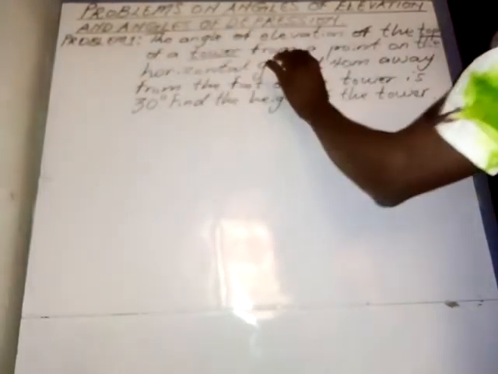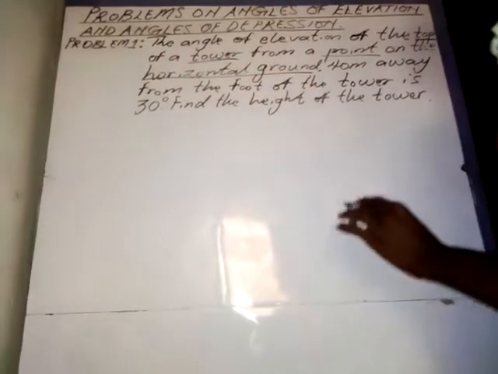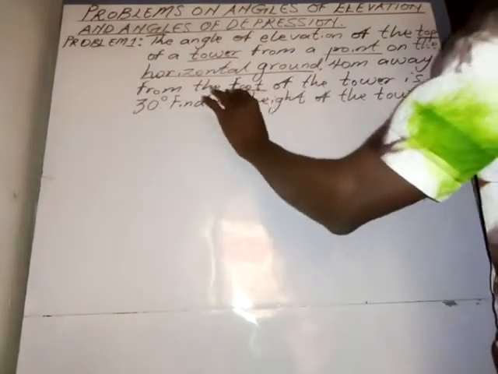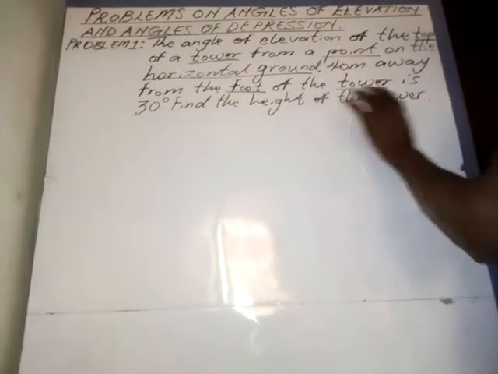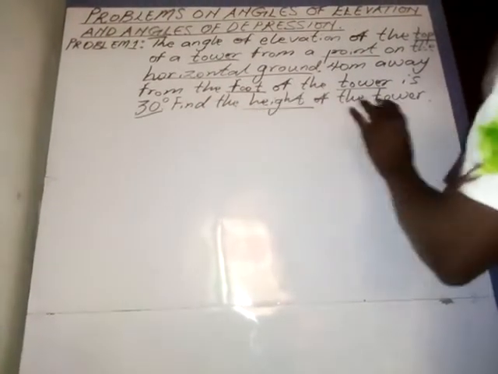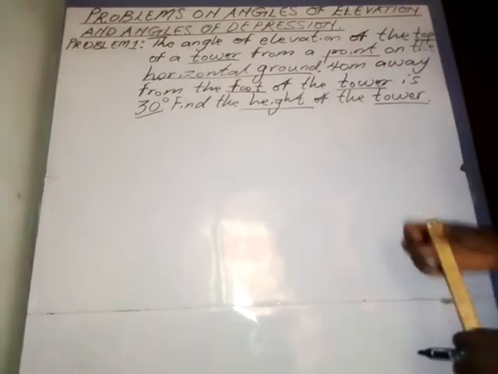Now, this is problem 1, and the question says: the angle of elevation of the top of a tower from a point on the horizontal ground 40 meters away from the foot of the tower is 30 degrees. Find the height of the tower. That is the question. Alright, so let's start.